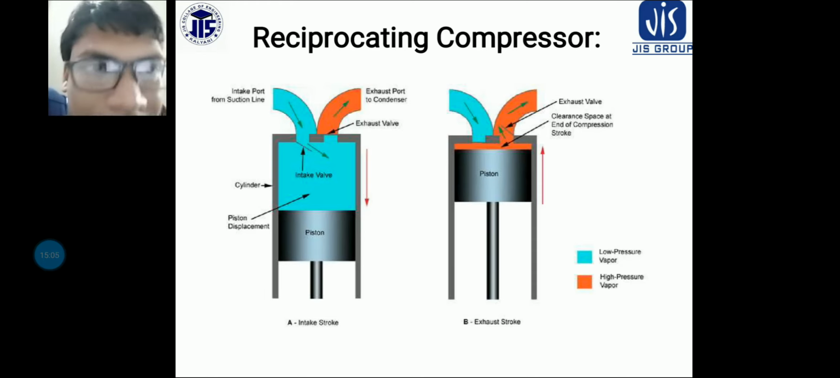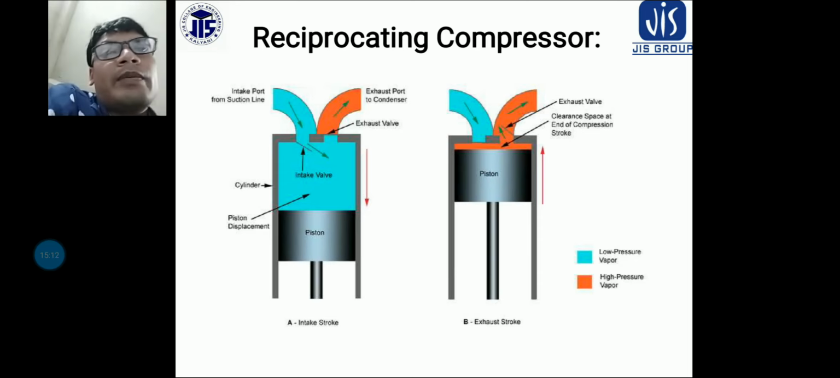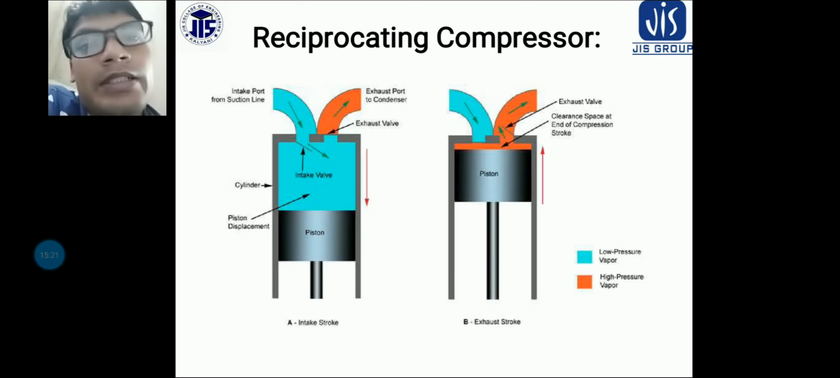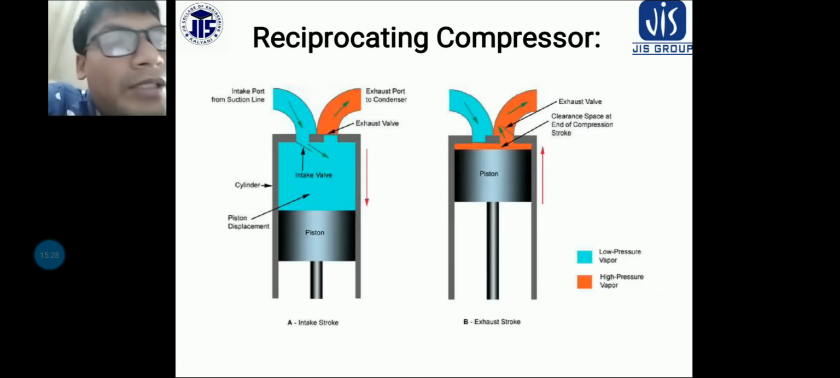Then what happens? From the intake port of the suction line, that means from the evaporator, the refrigerant is entering into the compressor. So this is all about the reciprocating compressor. Reciprocating compressor is very effective and useful from your exam point of view. You must go through this part, and there are a lot of things you need to know.